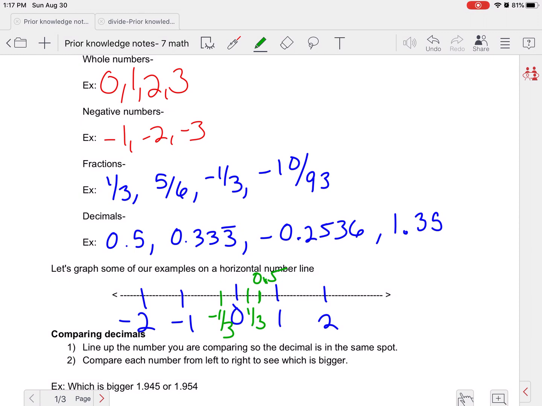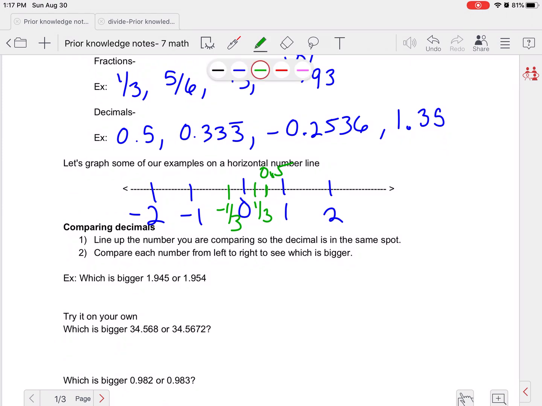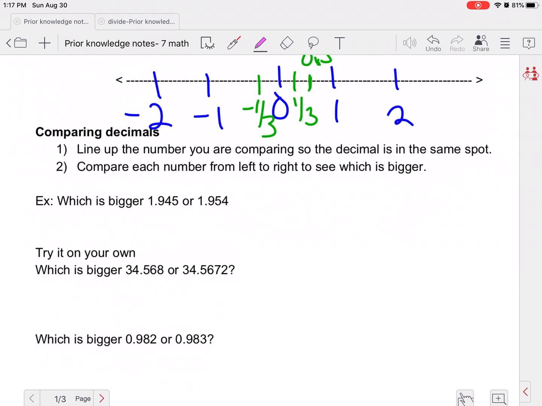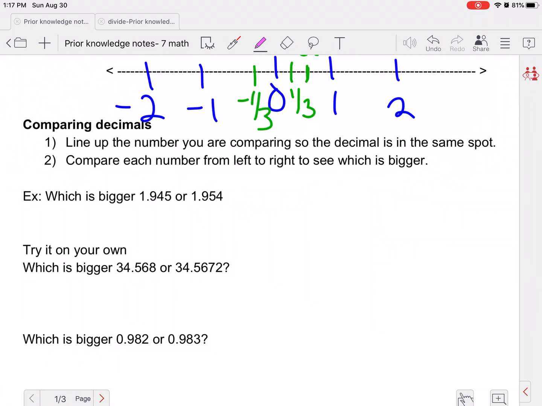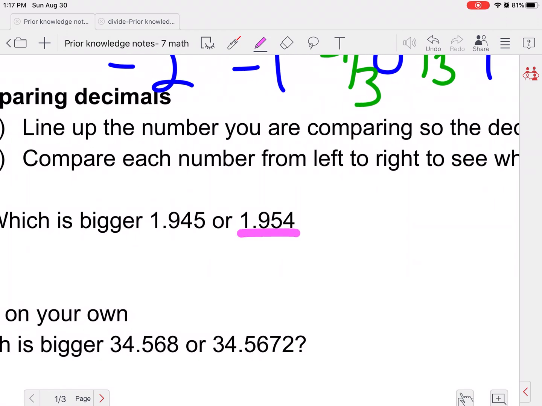Okay. Next part is we want to compare decimals, like what number is bigger, and sometimes we forget how to do this. So remember, we want to line up the decimal with the same spotted number and then compare each number from left to right. So if we're looking at the number 1.945 and 1.954, I'm just going to rewrite the second one down here. And then starting at the left, I'm going to look at the numbers. Well, this number is the same. Then I'm going to move to the next one. Well, 9 is the same.